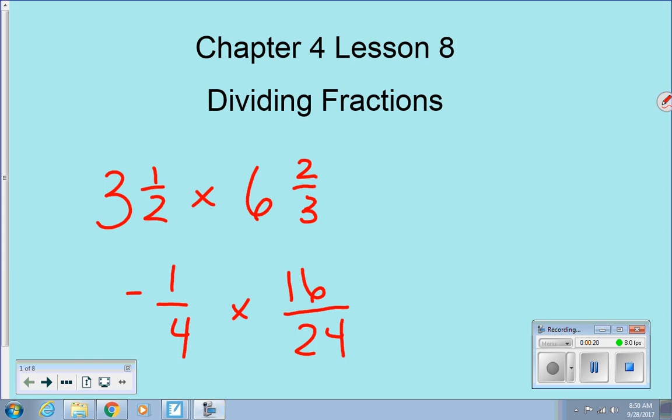That's okay. We're going to divide fractions, but first of all, let's talk about multiplying fractions, just to make sure we have this in our head a little bit, okay? So what would I do here for this one? 3.5 times 6 2/3. What was the first thing you would do, Jasmine? Sure. And what improper fractions did you get?